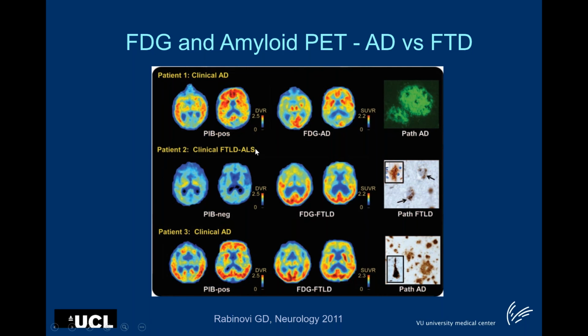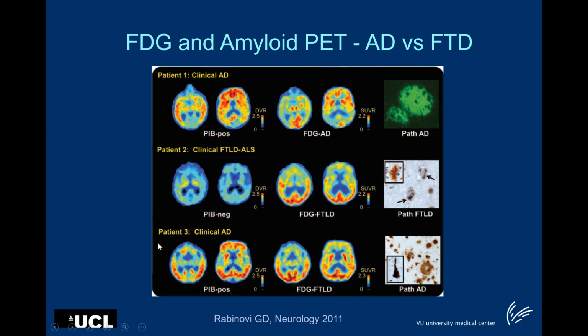Then there was one who was clinically an FTLD patient with a bit of motor neuron disease admixed. I didn't mention that yet, but there is an overlap between FTD and ALS. This patient was amyloid negative, but then had an FDG scan which was abnormal, but now not in the temporal parietal region, but in the frontal region. All of this consistent with FTD, which was then confirmed at pathology.